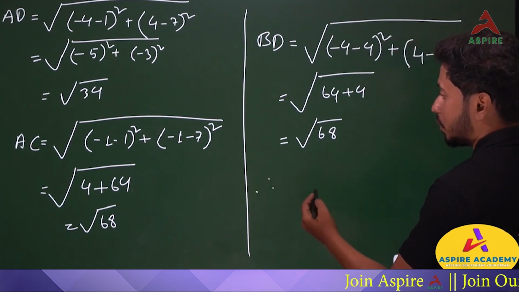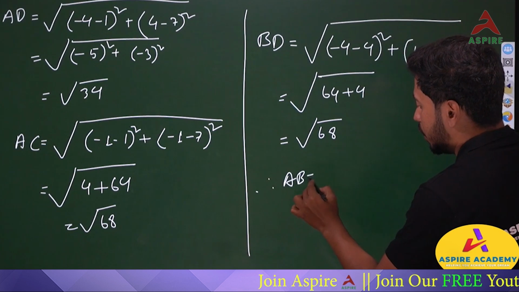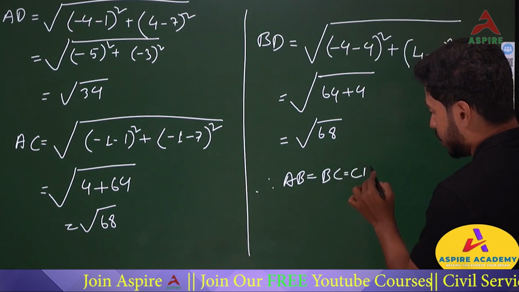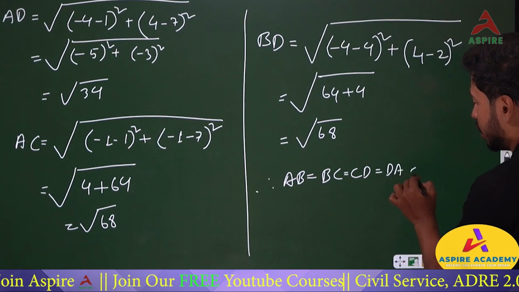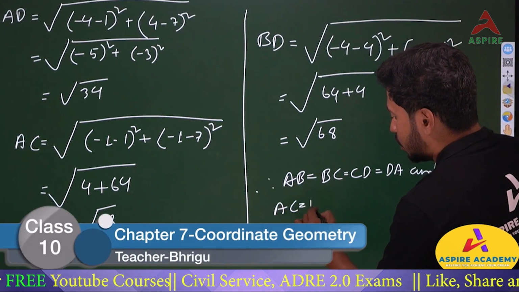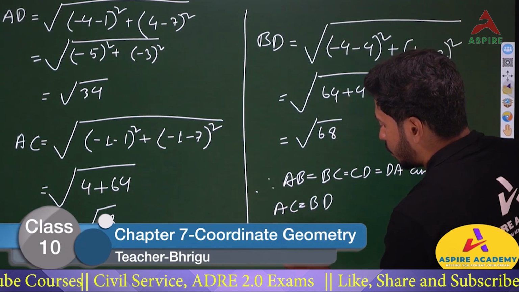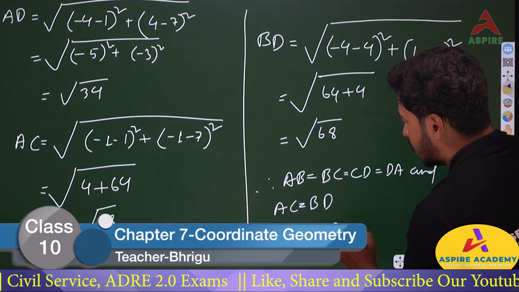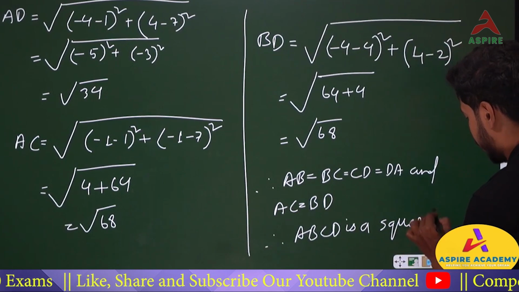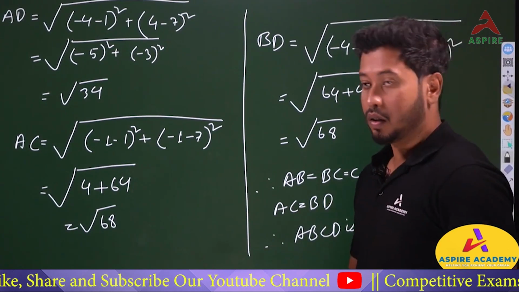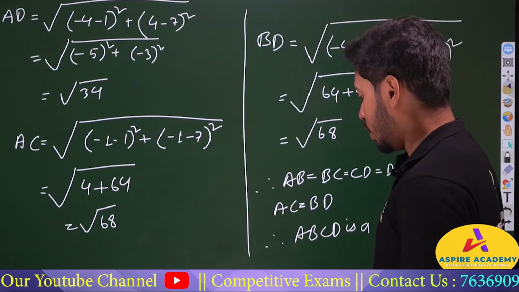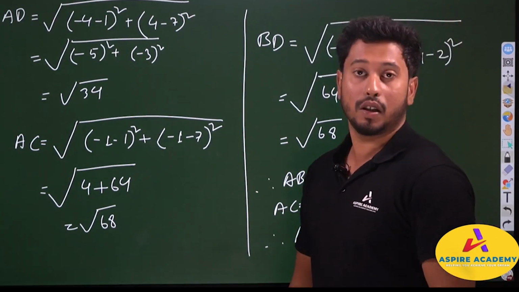So therefore AB equals BC equals CD equals DA, and AC equals BD. Therefore ABCD is a square. Okay, so this is our first example. In the next class we will continue it. Thank you.